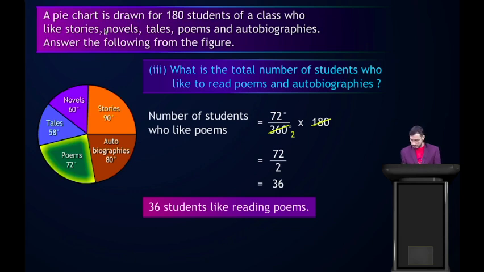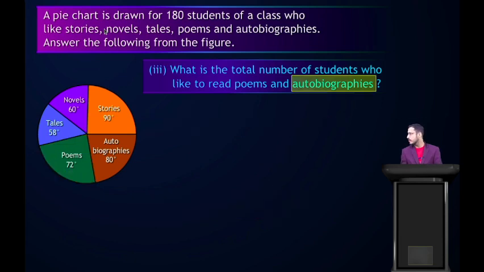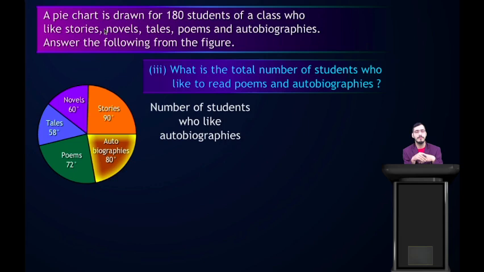Then find the number of students who read autobiographies. Here the angle is 80°. So 80° divided by 360° into 180. 180 into 360 is 2, and 80 by 2 is 40.